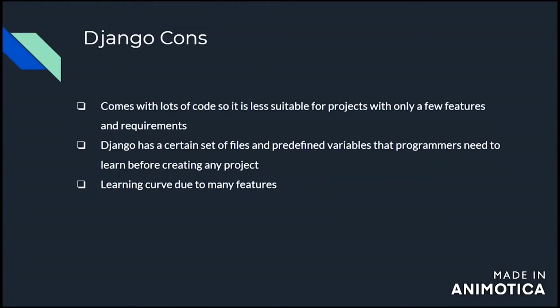Now let's look at some cons. Django comes with a lot of code that requires processing and time, so it is less suitable for projects that only require a few features or requirements. Also, Django has a certain set of files and predefined variables that programmers need to learn before creating any project, so developers cannot use their own file structure.